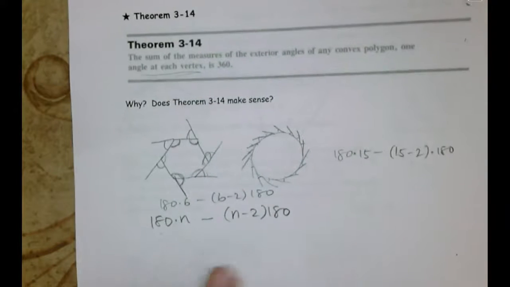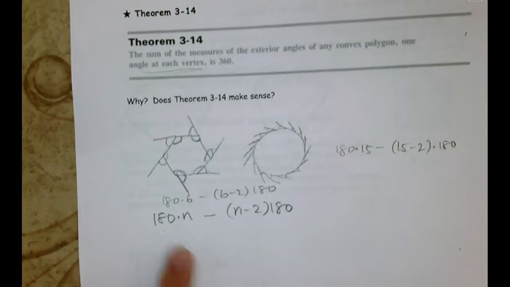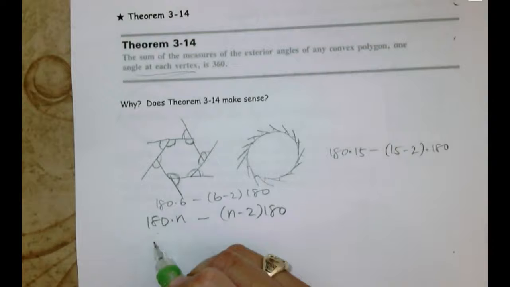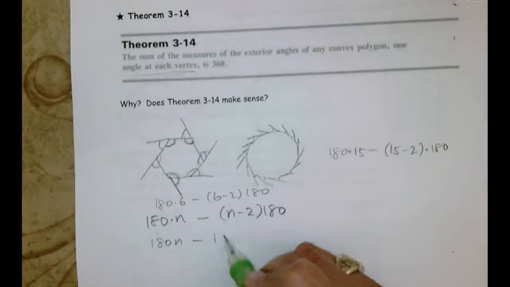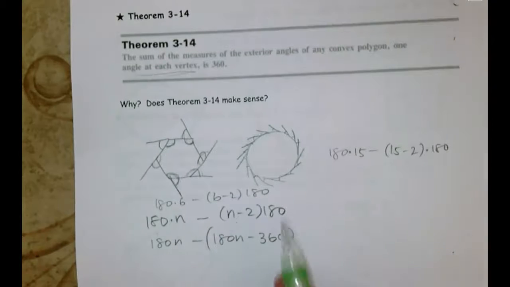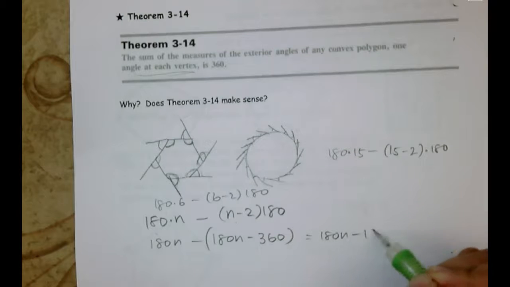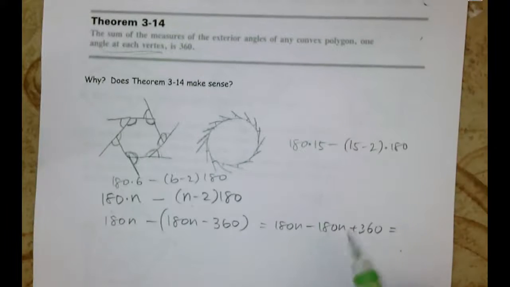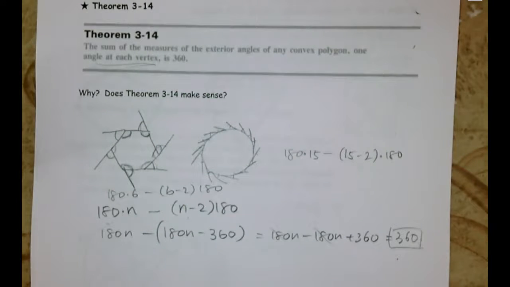Okay, but instead of doing all this calculation, just do it with n, because if this is correct, then everything is correct. So that's 180n minus, you distribute the 180, 180n minus 360, right? And now you have to distribute the negative. 180n minus 180n plus 360. This cancels, what's left is 360. And that's why it's always 360.